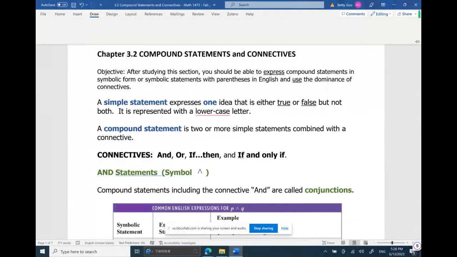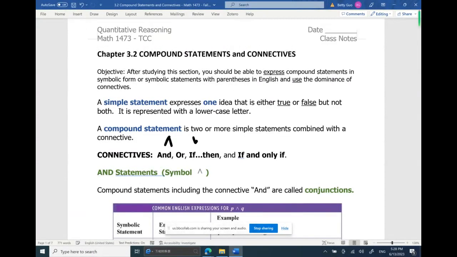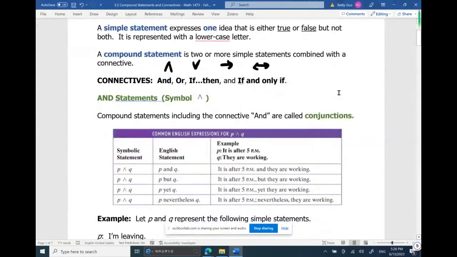We are going to cover four different connectives. They are conjunction, disjunction, if-then, and if and only if. The first one is conjunction. Conjunction is also called and. The notation for conjunction is an upside down V.